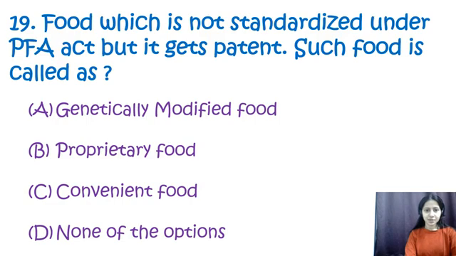Number 19. Foods which are not standardized under the PFA Act but get a patent, such food is called: option A, genetically modified food; option B, proprietary food; option C, convenient food; and option D, none of the above. So the correct answer is option B, that is proprietary food. These proprietary foods are those that are not covered under the standards of identity or the quality parameters prescribed by the PFA Act, but are granted a patent for unique compositions, processing, or packaging. These foods are marketed as health, functional, or nutraceutical foods. So the correct answer is proprietary food, option B.